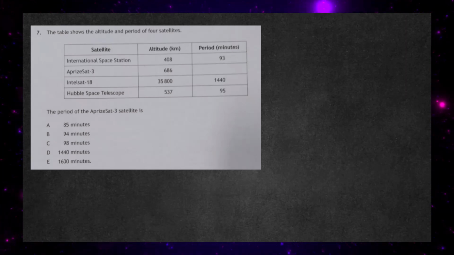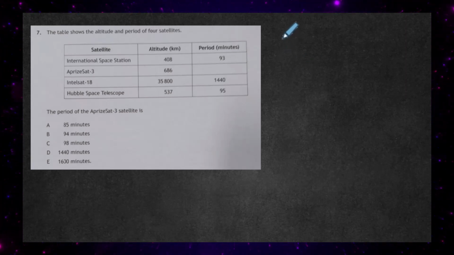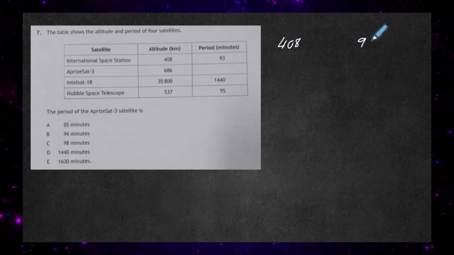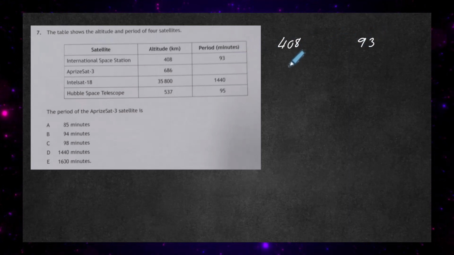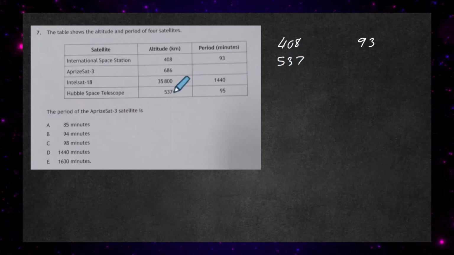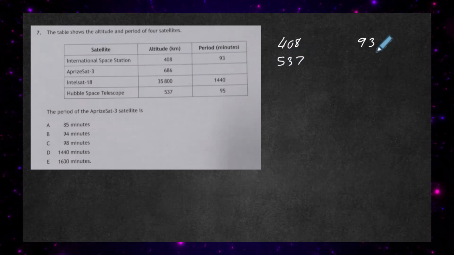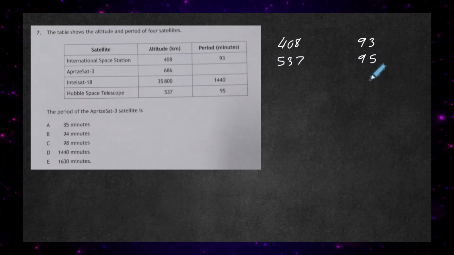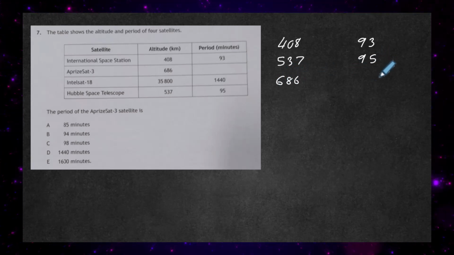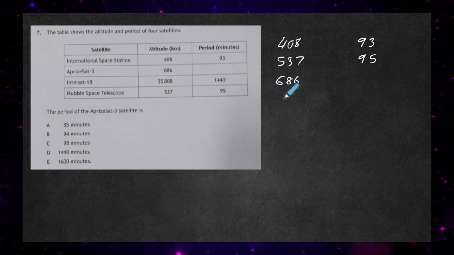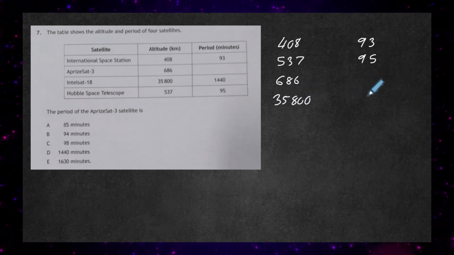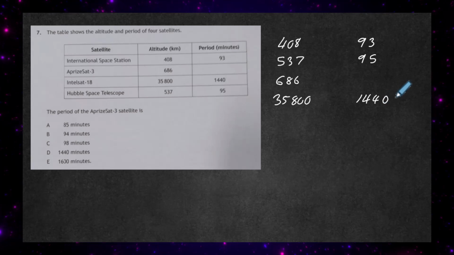So we're going to try and find a kind of link between all these ones. All you have to do is draw out the table again, and start with the altitude. So 408 kilometres gives you a period of 93 minutes. The next one in that list is 537, so I'm just going up in the natural order. 537 comes after 408, and it gives us a period of 95 minutes. Then we go to 686 in the order, and that's what we're going to try and find. And then we go for the 35801 kilometres above the Earth's surface, which has a period of 1440 minutes.